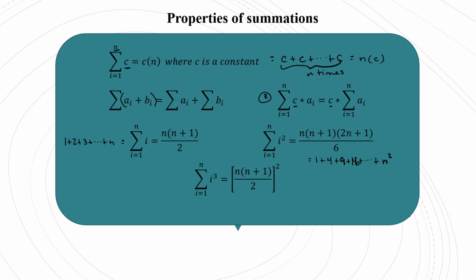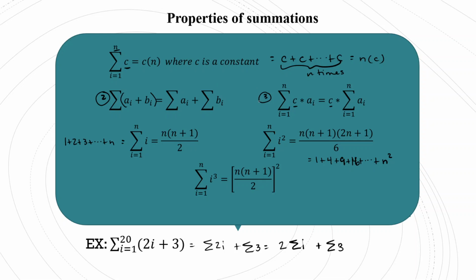The reason these are helpful is that if the n value is larger, say 20 terms, I don't want to sit there and add them all up. I can split this up. First, I can take the sum of 2i plus the sum of 3, using property 2. Then I can also pull the 2 out front, using property 3. These sums still go from i equal 1 to 20.